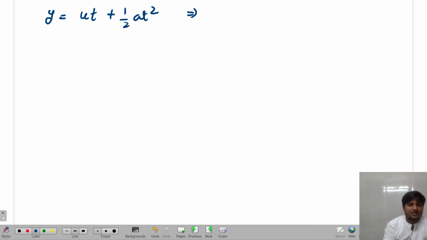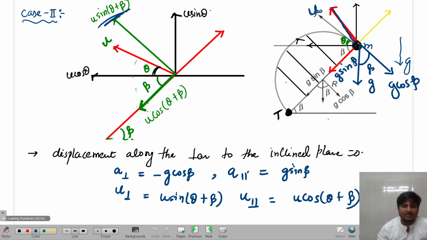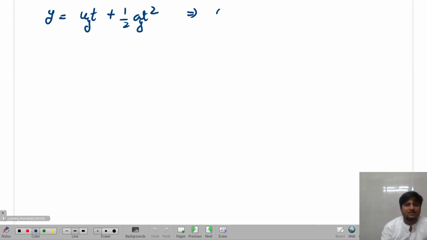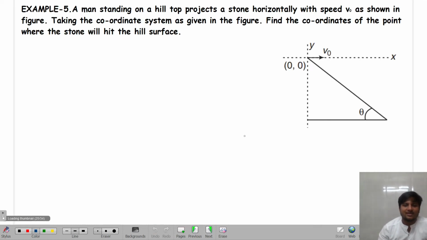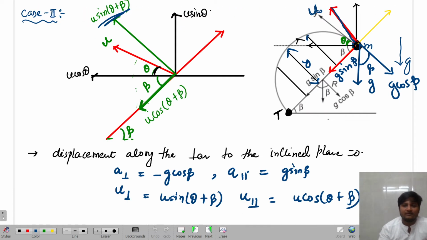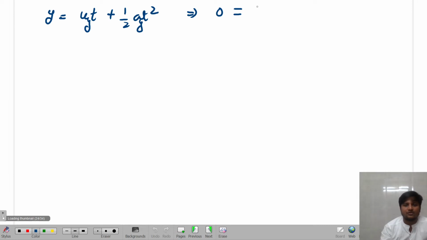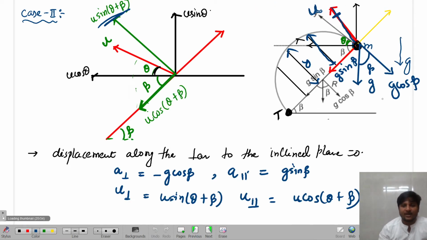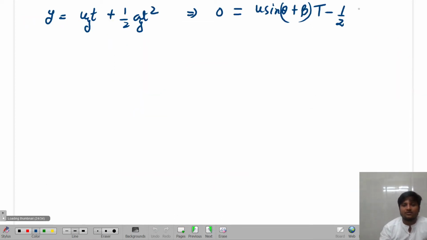Now look over here. This initial velocity should also be in the y direction, and this acceleration should also be in the y direction. I'm considering the displacement of the particle along this y direction, which is equal to 0. So what can I write? The initial velocity along this particular direction is u sine theta plus beta, into time of flight, minus half. Here gravity is different. The gravity along this particular line is g cos beta. So minus half of g cos beta into time of flight t square.